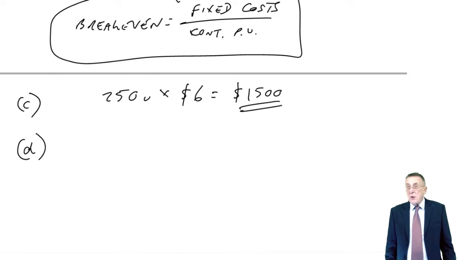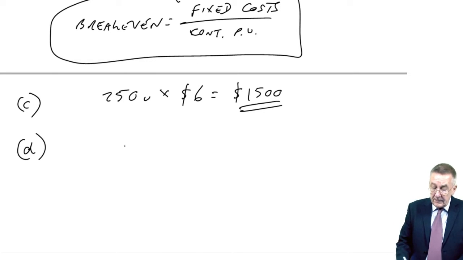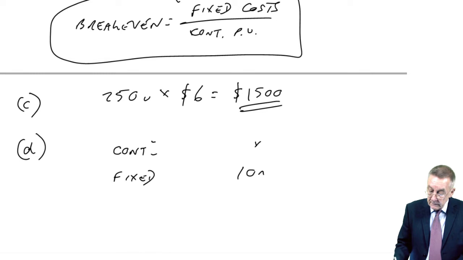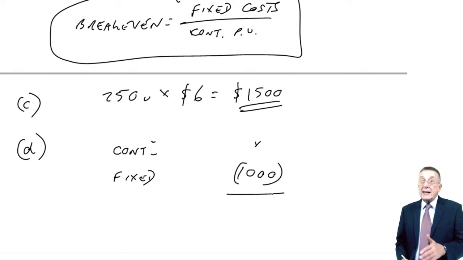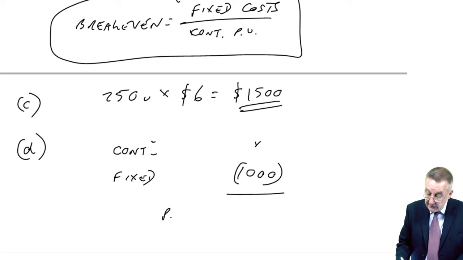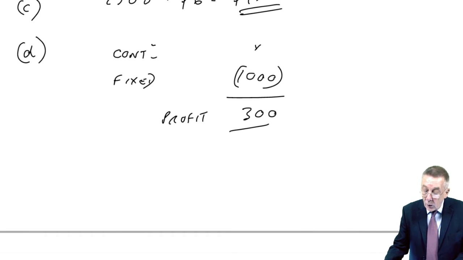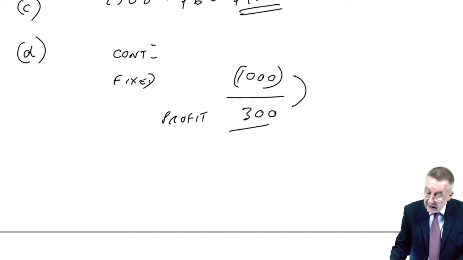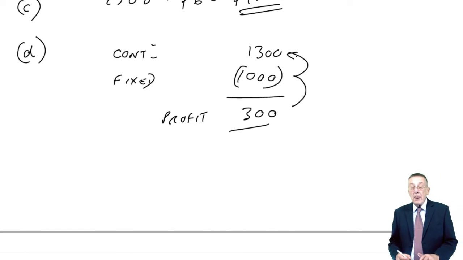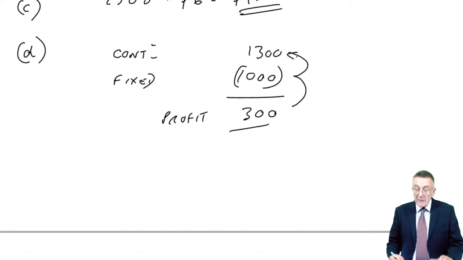Well, here, I suppose you could learn a formula, but surely we know that the profit always is the total contribution less the fixed costs. With break-even, we want to end up with a profit of 0. Here we want to end up with 300 profit. And therefore, how much contribution do we need in total? 1,300.